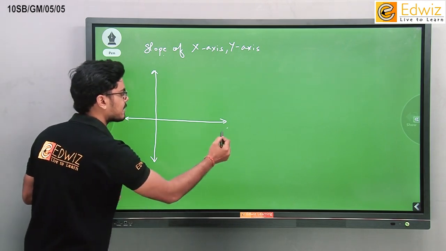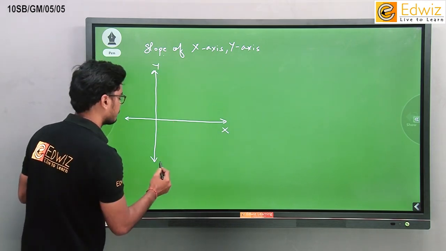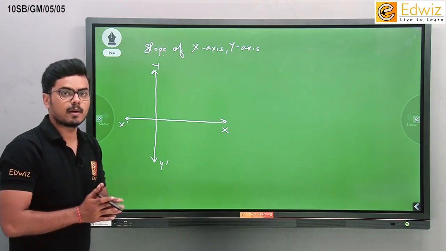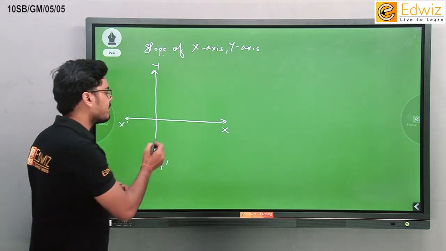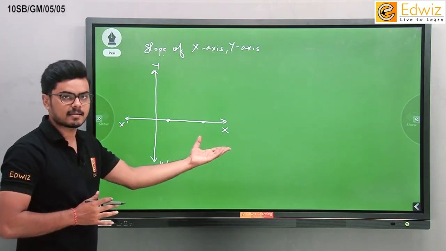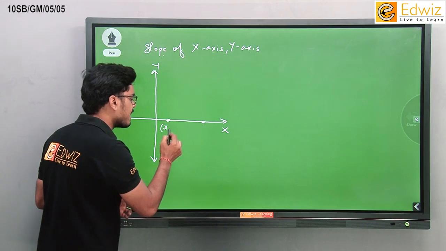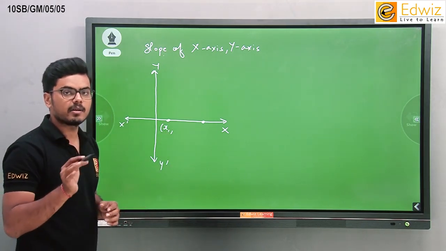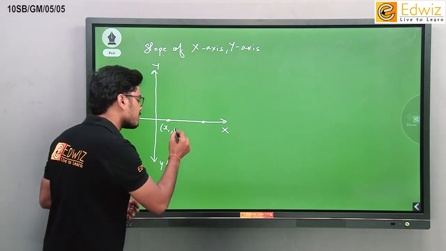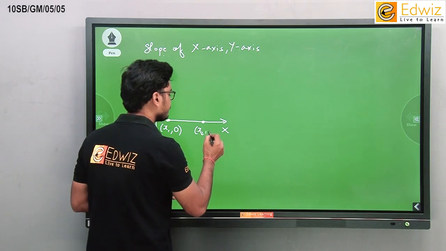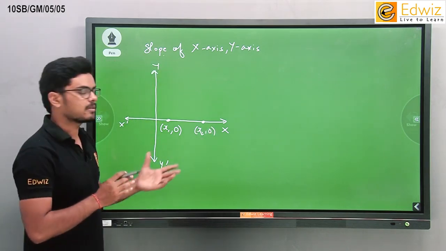Okay, this is x-axis, this is y-axis. Now, as I told you, to find the slope we take 2 points on the line. Here the line is nothing but the x-axis. One of the points will be x1, comma, we know that on the x-axis the y coordinate is always 0. So (x1, 0) is 1 point. Next point is (x2, 0). Okay, these are the 2 points.